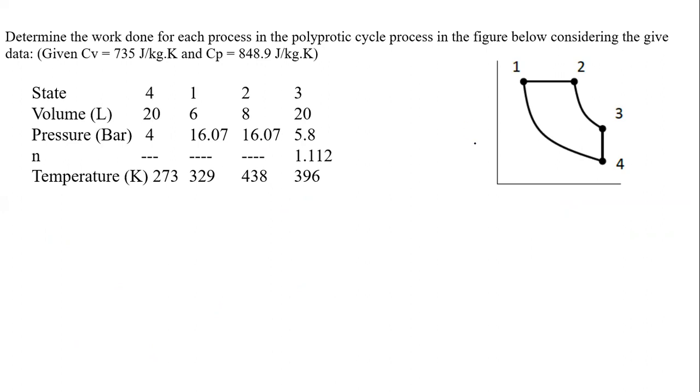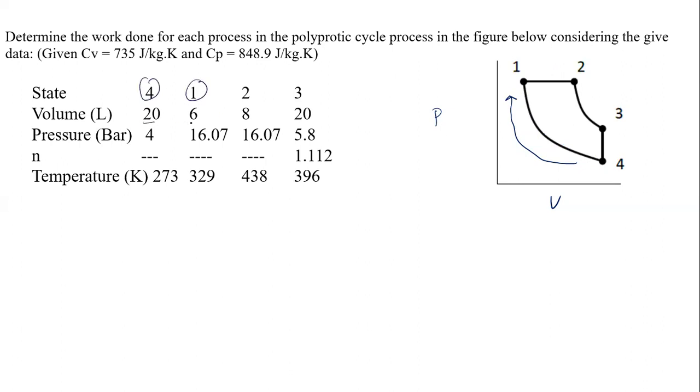So now, lastly, we're going to move from state 4 to state 1. Remember, you have PV, the volume is decreasing, right? This is compression. And the pressure is actually increasing. The pressure is getting high while the volume is decreasing. So in this case, what type of process are we actually having from state 4 to state 1?